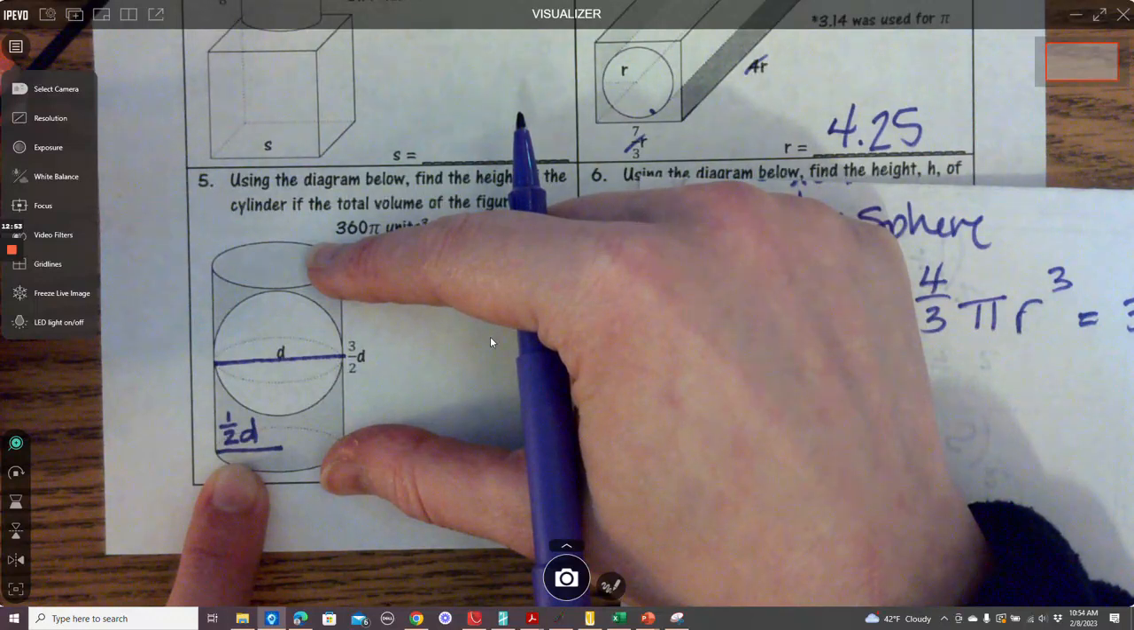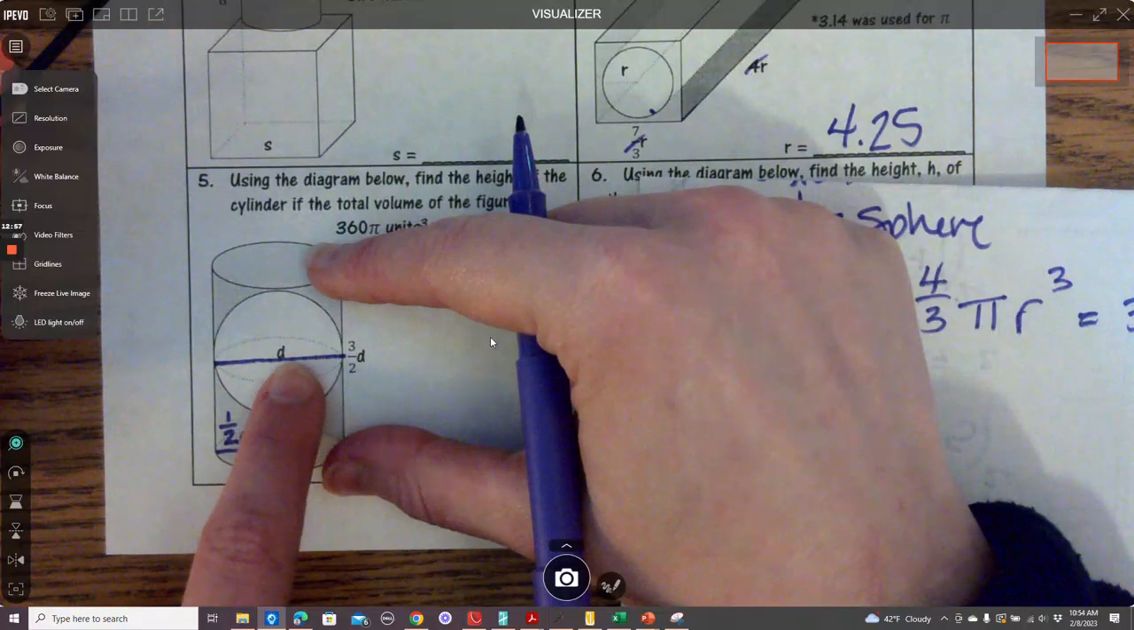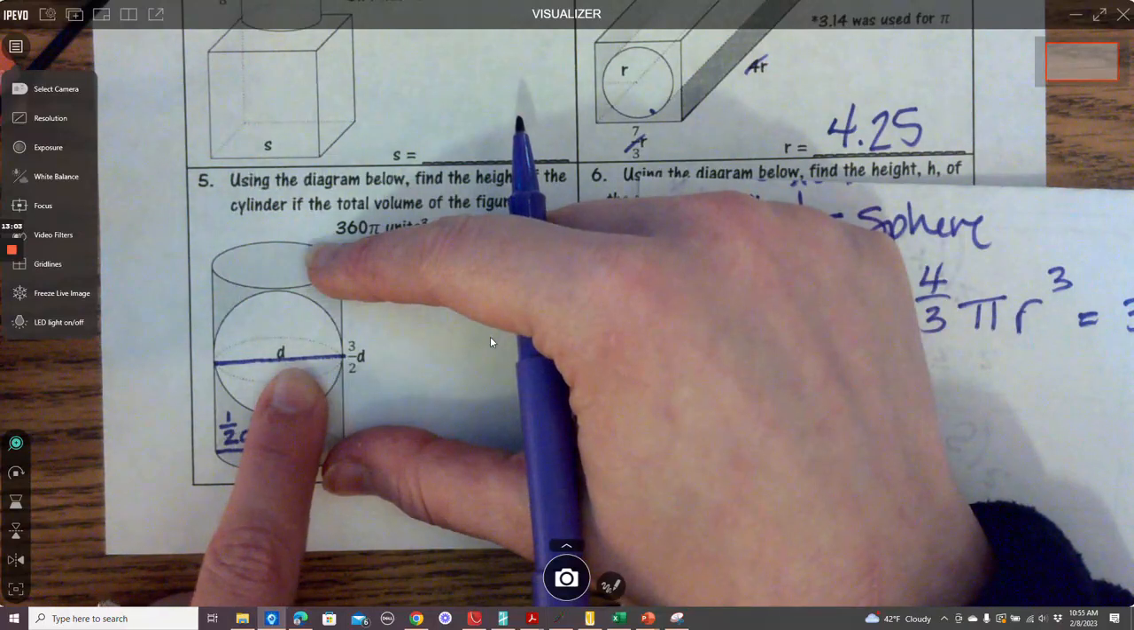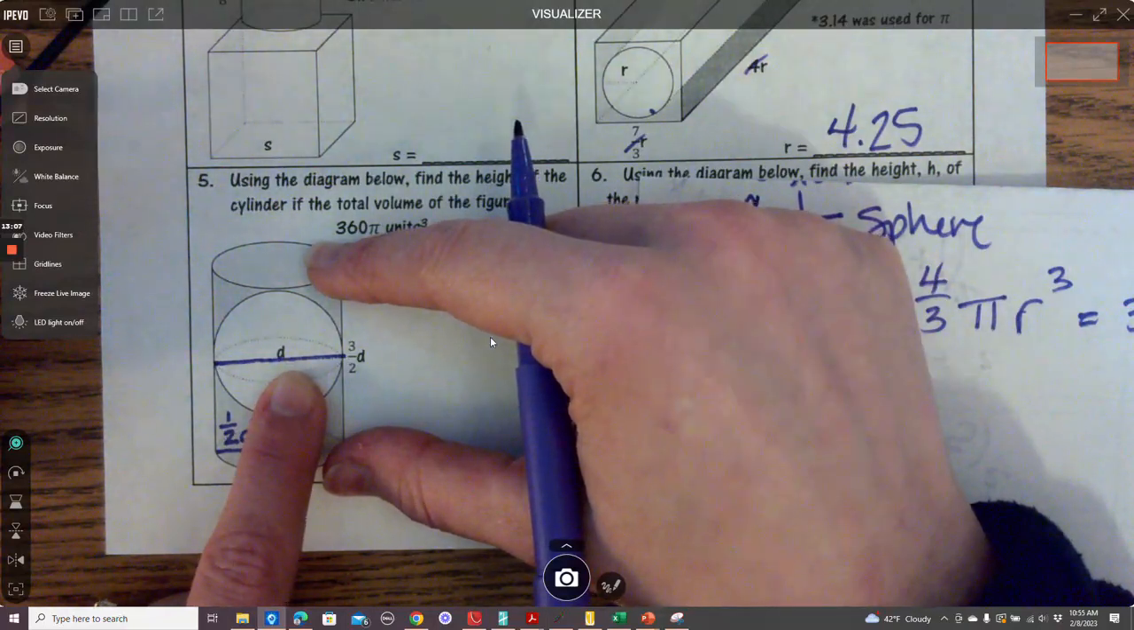So how did you know it was the diameter as well? Because it tells me all the way across is the letter D. So half of the letter D is the radius. The radius is always half of the diameter.